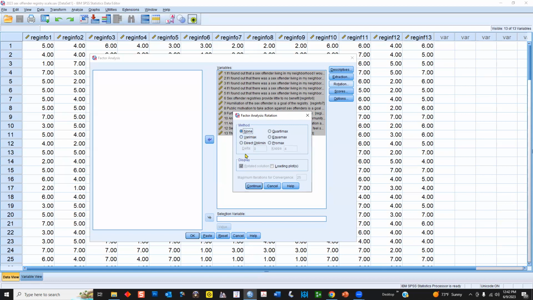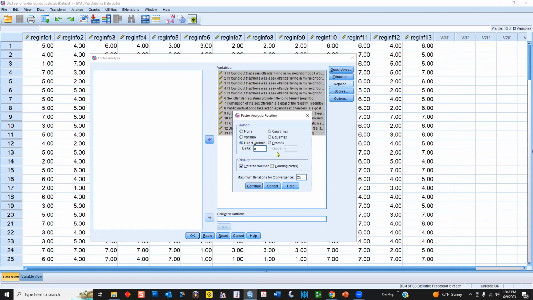SPSS has no rotation set up as a default. And again, following the guidance of Fabrigar and Wegener, I don't like varimax rotation. I much prefer direct oblimin. And I've used some of these other ones as well. Just like with extraction, there are many different other types of rotation that are available that do not show up in SPSS, at least not in the vanilla version. I'm not sure, maybe there are some plugins that can do that.